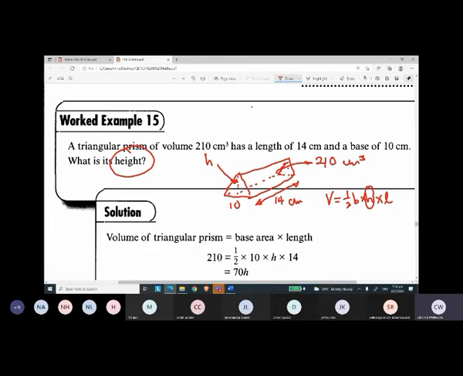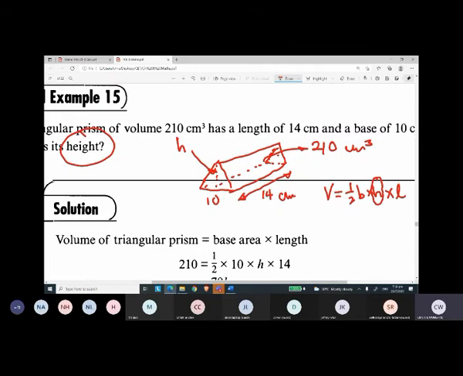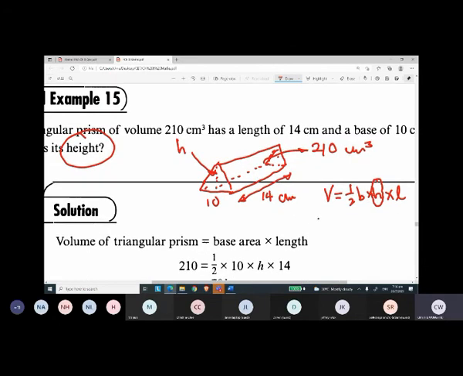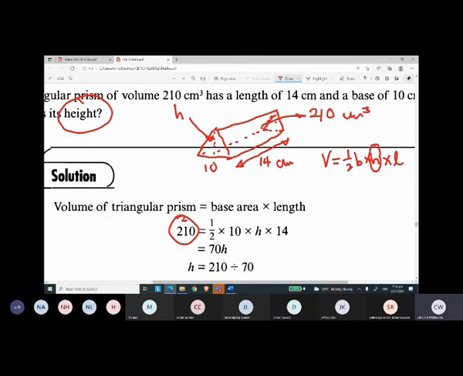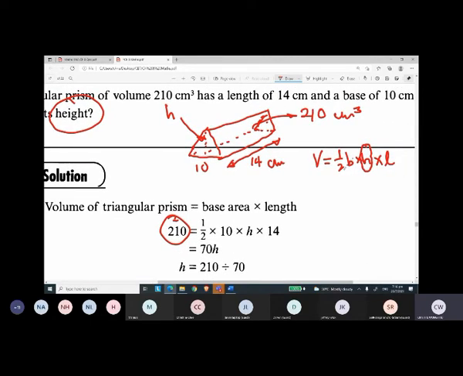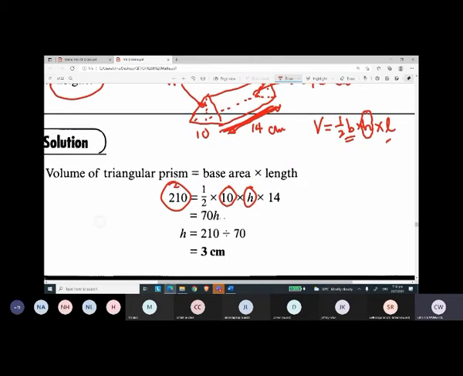Now, but the volume is already given to you, isn't it? So what is the volume? The volume is actually 210. You can just follow here, 210 equals half. What is the base? Base in this case is 10, isn't it? Half base, and the height you're supposed to find. The L is the one that is joining the front face to the back face, which is 14, isn't it?